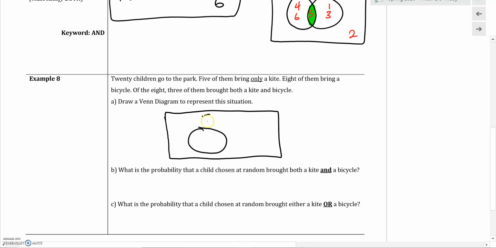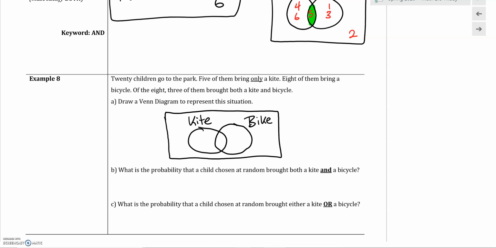And now, is there any overlap there? Do we have any kids that brought both a kite and a bike? And it says, yeah, there are. There's 3 kids that did that. So I've drawn the kite bubble to hold all those kids. When I draw the bike bubble to hold all those kids, I'm going to draw it with some overlap because there's 3 kids that belong in both bubbles. All right, so let's try and fill this in.